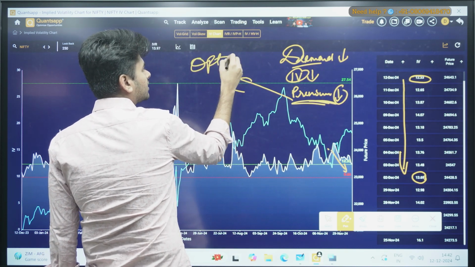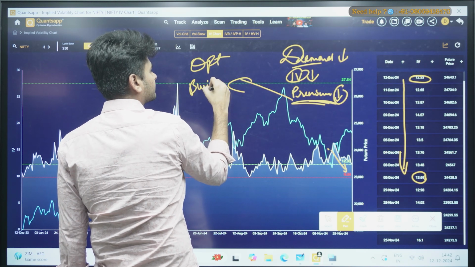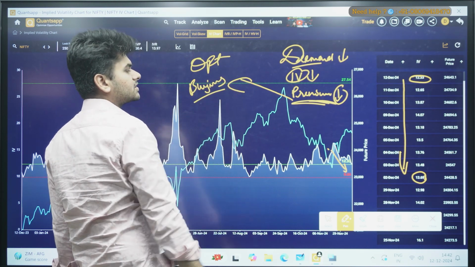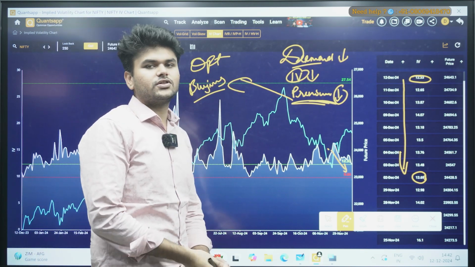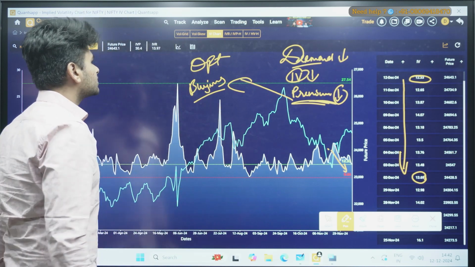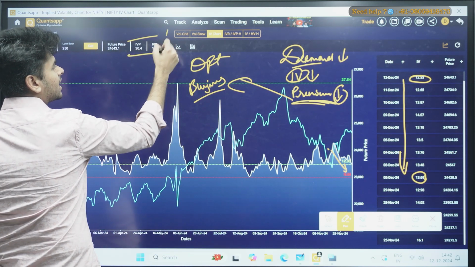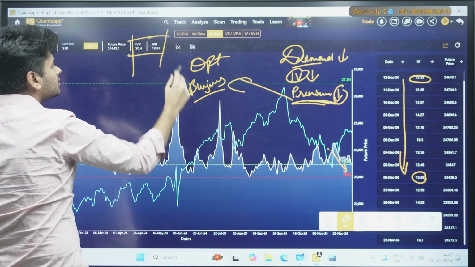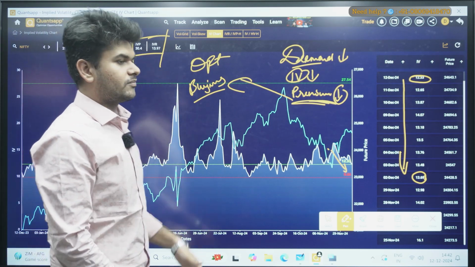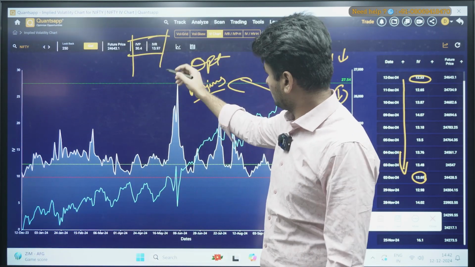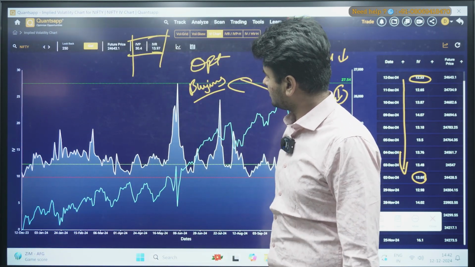Okay, so for the coming week you can do option buying because the premiums are cheap. You can do option buying on the basis of the IV. These are the parameters which we see on the IV, IVP and IVR. You can see both are at a lower point. IVR is somewhere around 14.